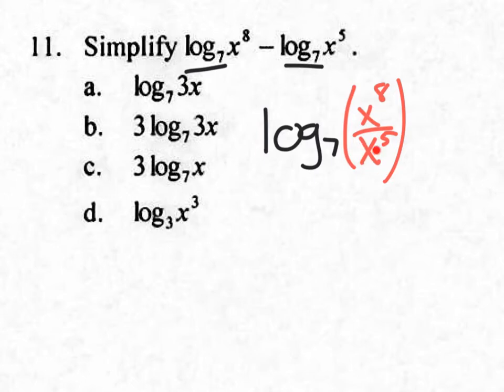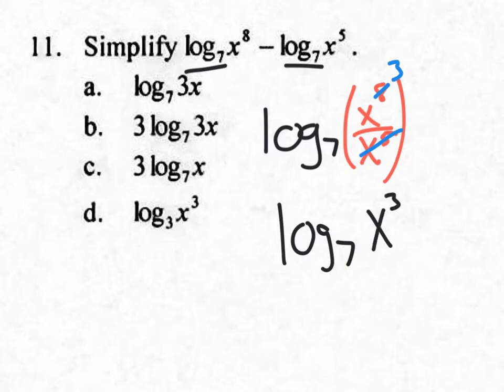Yeah, this is a fraction. You have x's on top, 8 of them on top and 5 of them on the bottom. So 5 of them will cancel with 5 of them, and you're going to have 3 left up on top. So my final answer really is log base 7 of x to the third power.